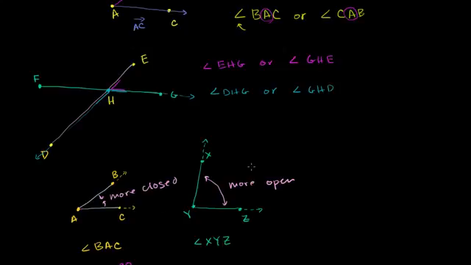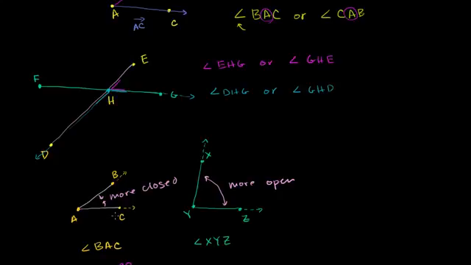Now that we know what an angle is, let's think about how we can measure them. And we already hinted at one way to think about the measure of an angle in the last video, where we said, look, this angle XYZ seems more open than angle BAC. So maybe the measure of angle XYZ should be larger than the angle of BAC. And that is exactly the way we think about the measures of angles.